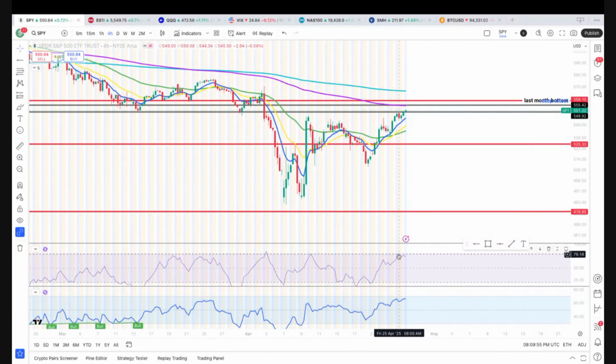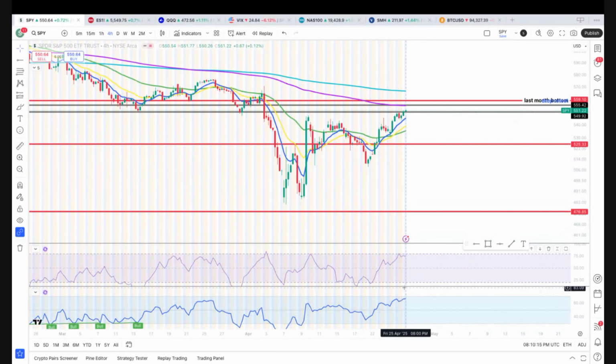Here, if I'm expecting SPY to go further up, I would like to see a cool down on my RSI. You see here, this is my money flow index indicator on the top in purple and my RSI on the bottom. I like to see these pretty much towards the floor. That tells me I have further room to move up.